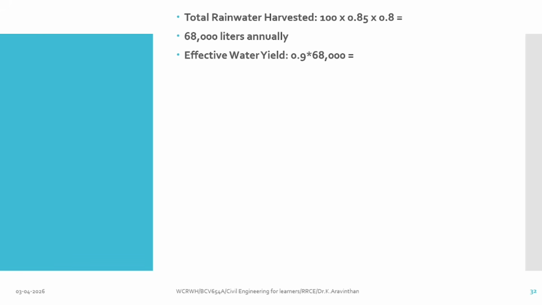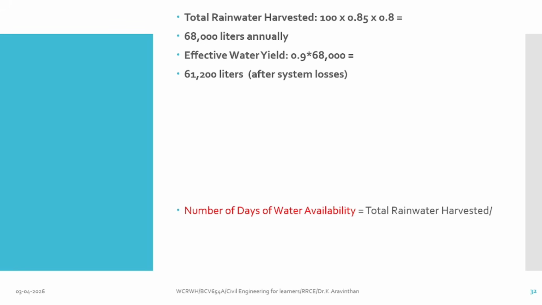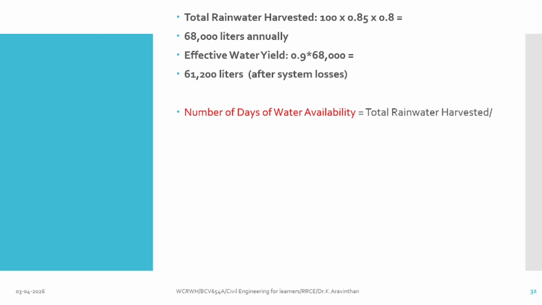Now, what is the effective water yield? I have earlier discussed that you can consider 10% evaporation loss. Now 0.9 into 68,000 will give you 61,200 liters after losses. So this is the water which we can collect annually.